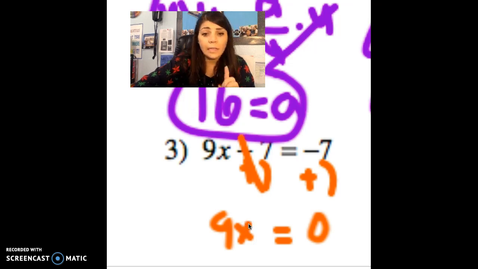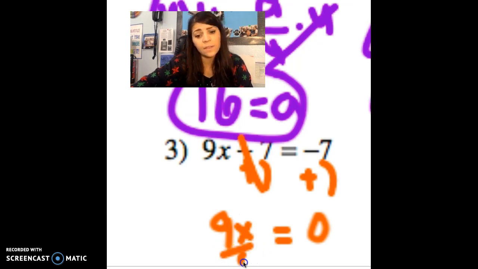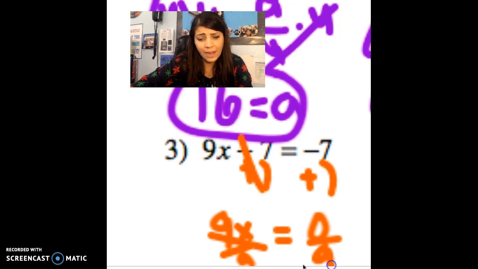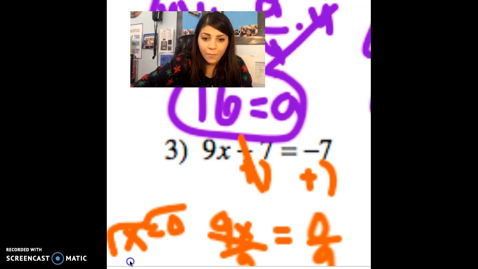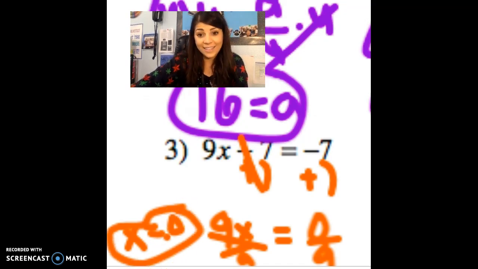Well, you guys should already know that anything times 0 equals 0. So even if I divide 9 over here and divide 0 by 9, my x is still going to equal 0. And that is the answer that I got for this problem for number 3. So x does equal 0.